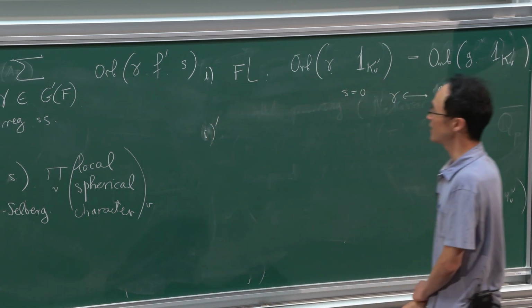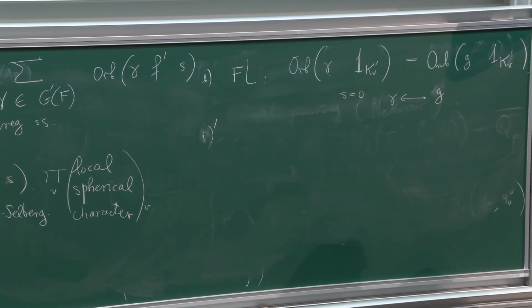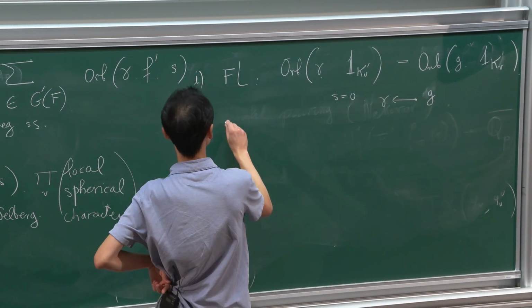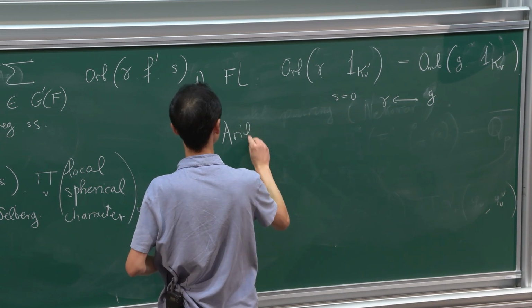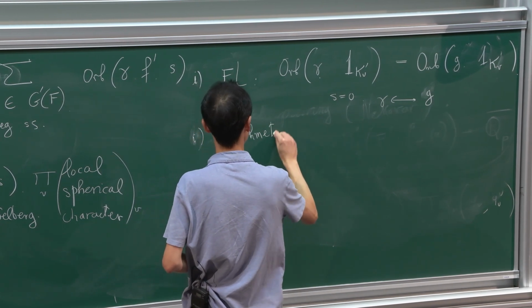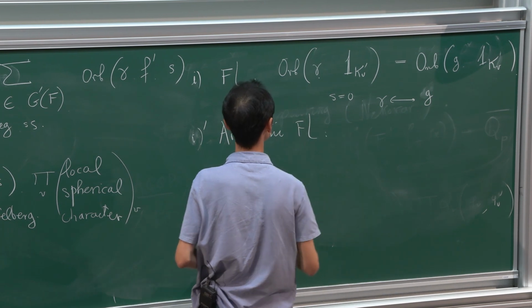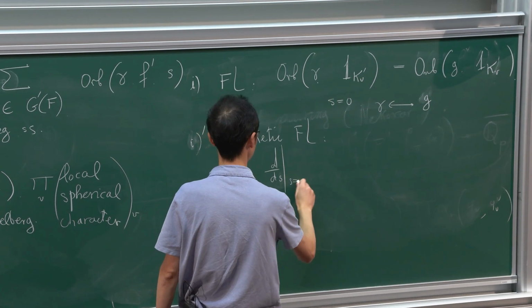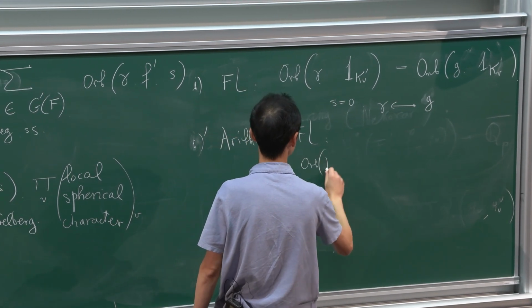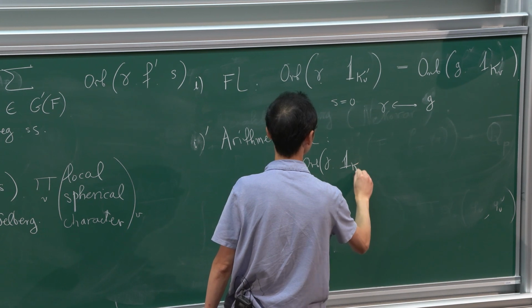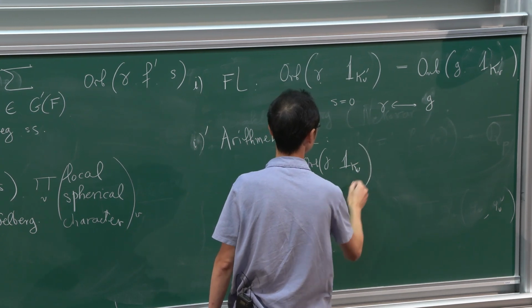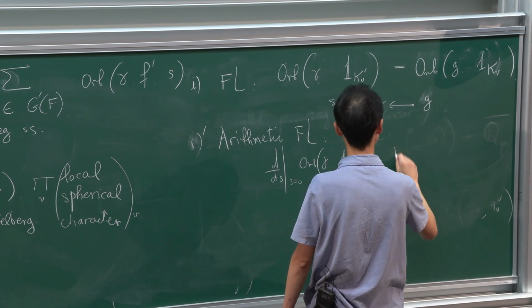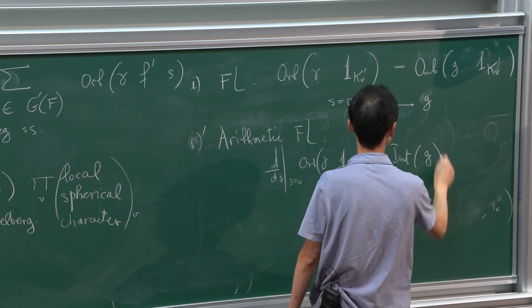So the new information will be at the place above V. So, the arithmetic version of the fundamental lemma. This means I take the derivative of the orbital integral at gamma, prime, equal to the intersection number of G and V.